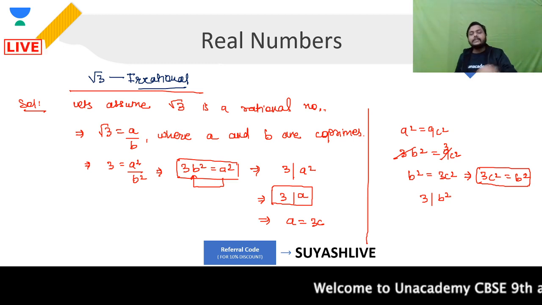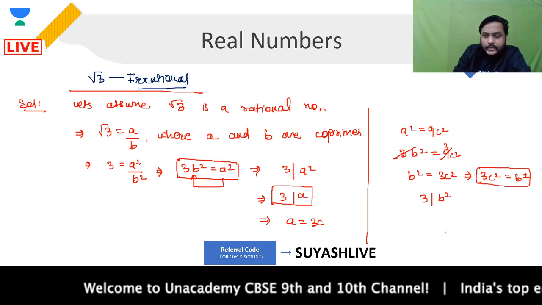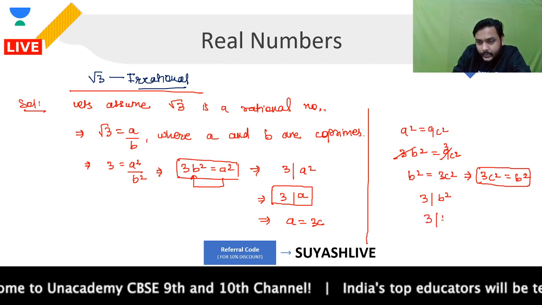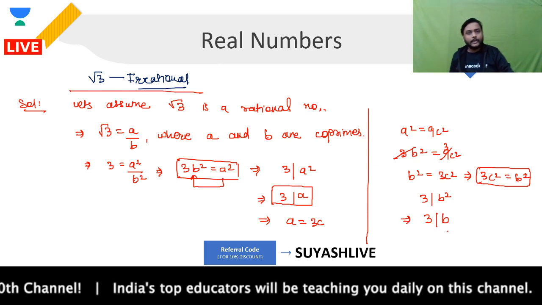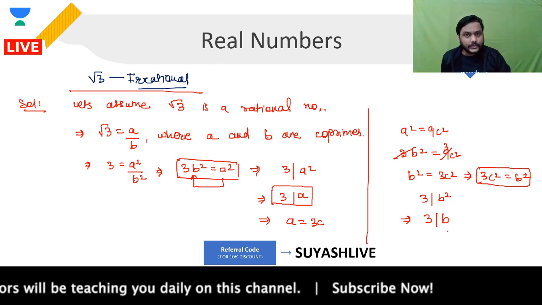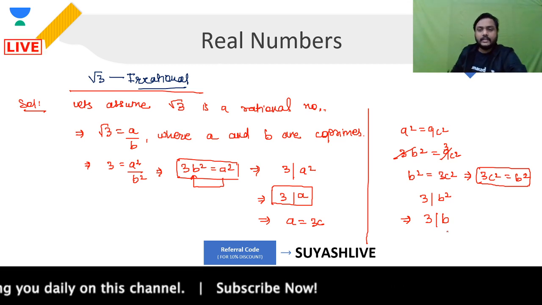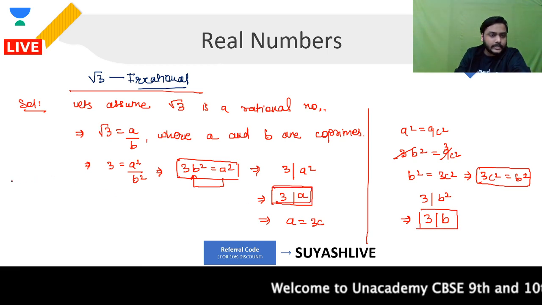When 3 divides B square, 3 must be dividing B as well. So 3 divides B as well. I can say this. Are you clear with this, guys? Make sense? When 3 divides B square, then 3 divides B as well. Second thing. And now let's proceed, guys. When 3 divides B and 3 divides A, it means what? Writing it over here.